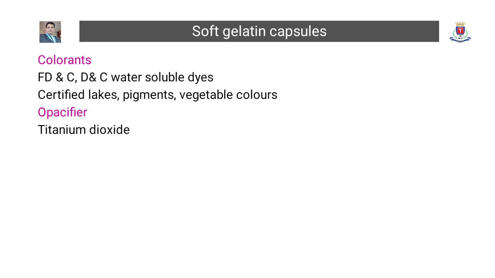Colorants. Colors are included in the outer shell. FD and C as well as D and C water soluble dyes are preferred. Certified lakes, pigments and vegetable colors can be used. Titanium dioxide is a well-known opacifier for capsules. So titanium dioxide in the concentration of 0.2 to 1.2% can be used as an opacifier.